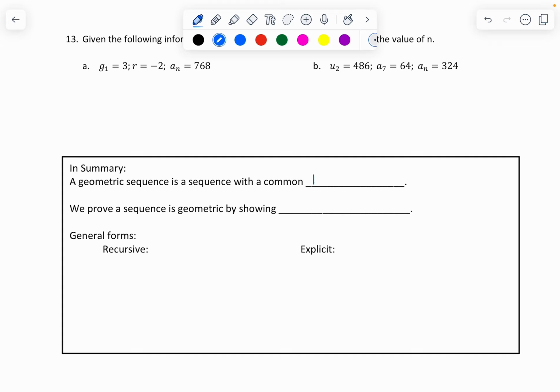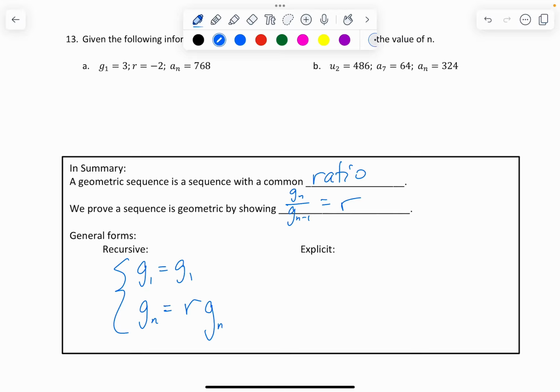A geometric sequence is a sequence with a common ratio, and we can prove it by showing that g sub n over g sub n minus 1 is equal to r. If we take a term and we divide it by the term right before, the recursive formula is g sub 1 equals g sub 1, and g sub n equals r times g sub n minus 1. The explicit formula is often g sub n equals g sub 1 times r to the n minus 1, or g sub n is equal to g sub k times r to the n minus k.